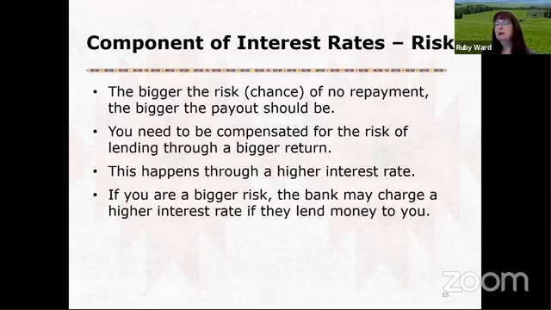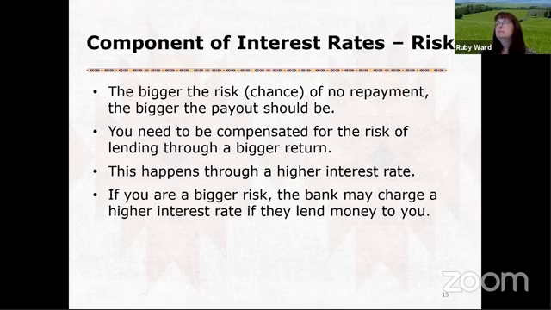So we talked about time and inflation being the components of an interest rate that are the same for everybody. That's why we can use an inflation calculator or something. But risk is something that's more individual. And the bigger the risk, the chance of somebody not repaying you, the bigger the payout should be. So you need to be compensated for having that extra risk.